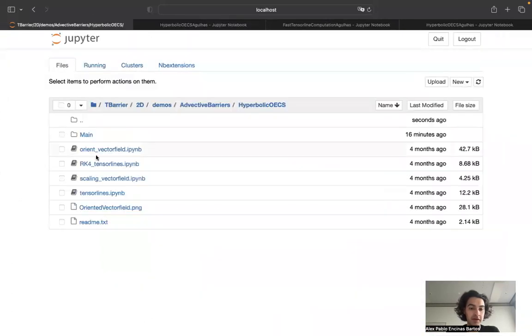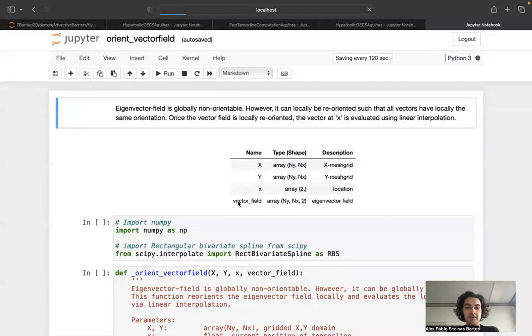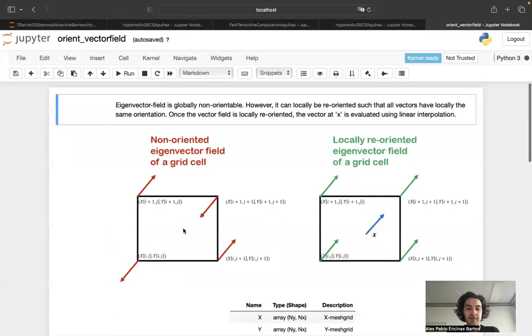Now, that's why we have all these sorts of functions which, for example, take care to reorient the vector field. If we take a look at this function, let's assume that this is a grid cell and this is the E2 eigenvector field, and you need to evaluate the eigenvector at this point here. Of course, the orientation of these eigenvectors is random, so reinterpolating to this point is problematic.